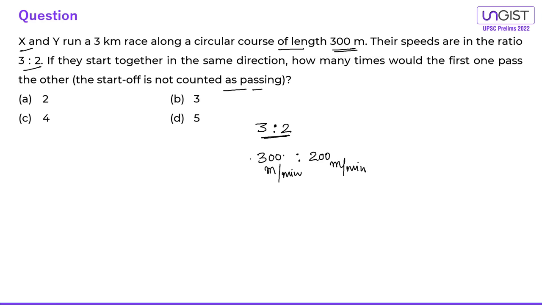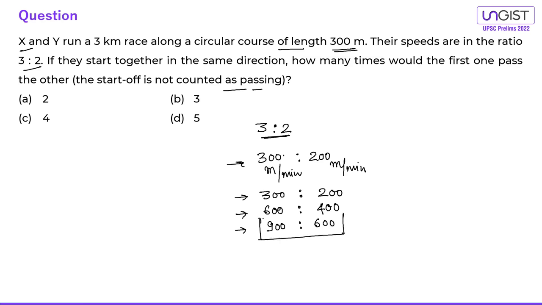So when the first one will run 300, the second one will run 200. I mean, the first one will complete one round of the track and he will reach the starting point. But the second one will not be able to reach the starting point. So when first one will cover 600, second one will cover 400. And when first one will cover 900, the second one will cover 600, right? So guys, this is the time when for the first time they will be meeting on the starting point. When the first one covers 900 meters, he will have taken 3 complete rounds of the track and he will be on the starting point. And the second one will have taken 2 complete rounds and he will again be on the starting point.